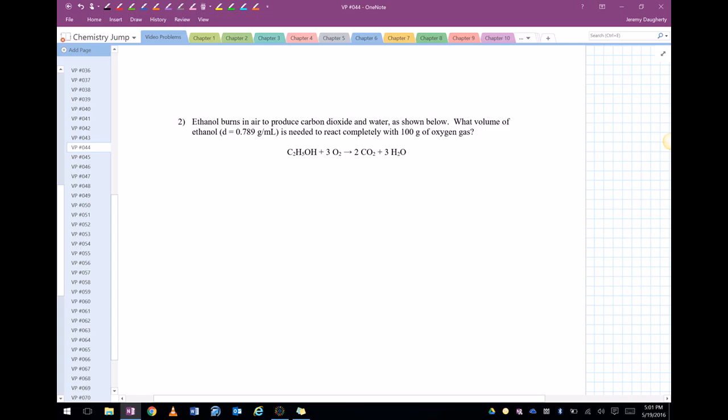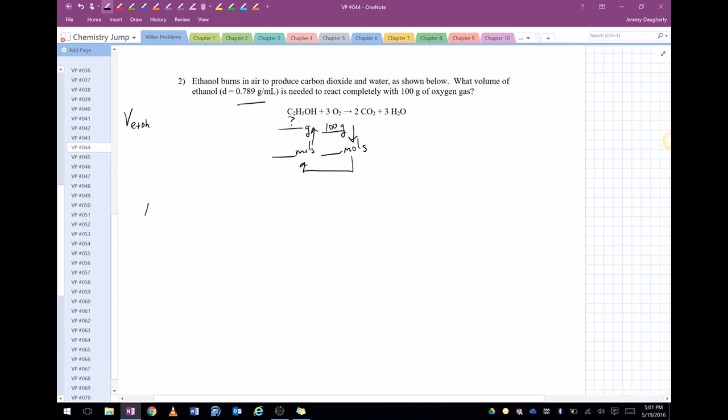Ethanol burns in air to produce carbon dioxide and water, as shown below. What volume of ethanol is needed to react completely with 100 grams of oxygen gas? This is a little bit different, because we're looking for volume of ethanol. So we have 100 grams of oxygen gas. Anytime I write a line with grams, I write a line with moles. They give me the density, so I'll find the grams, which I can then convert to volume. So same idea: grams, moles, moles, moles, moles, grams. How much ethanol do I need to react with all 100 grams of oxygen?